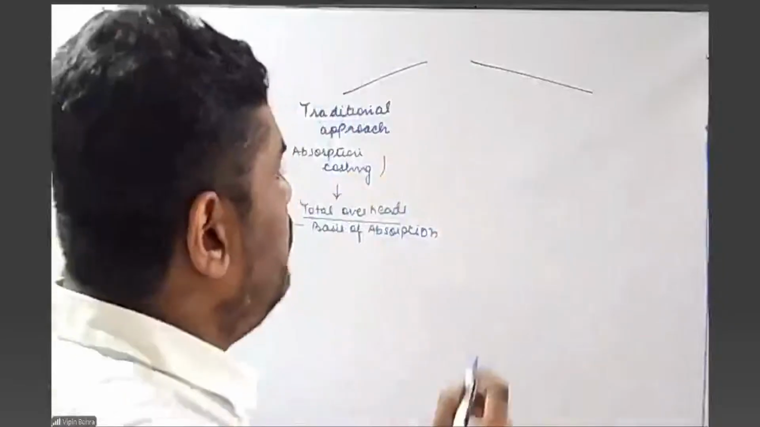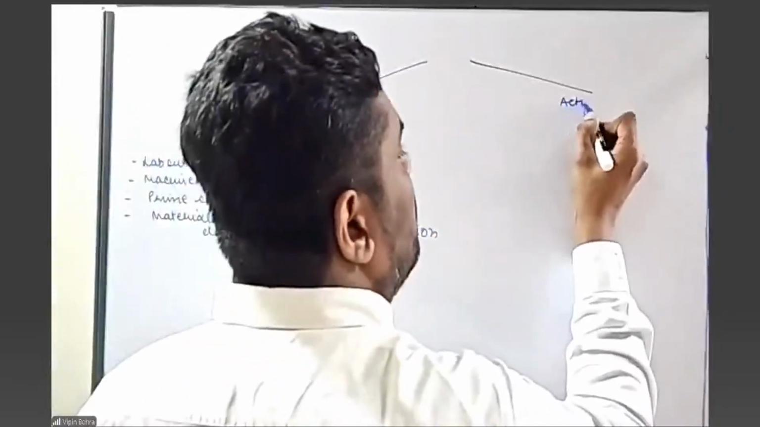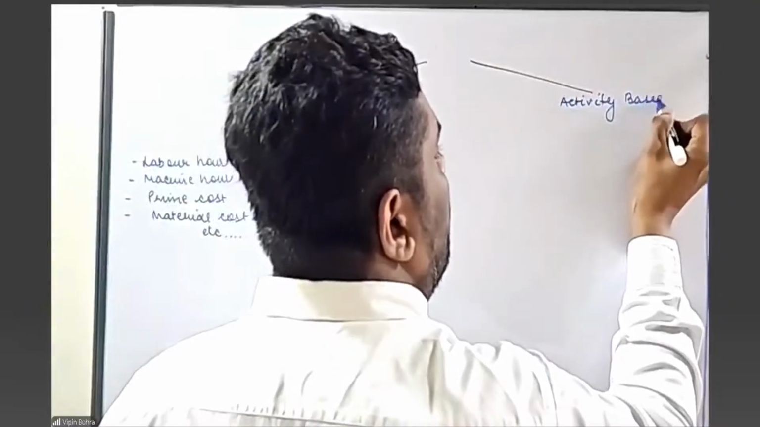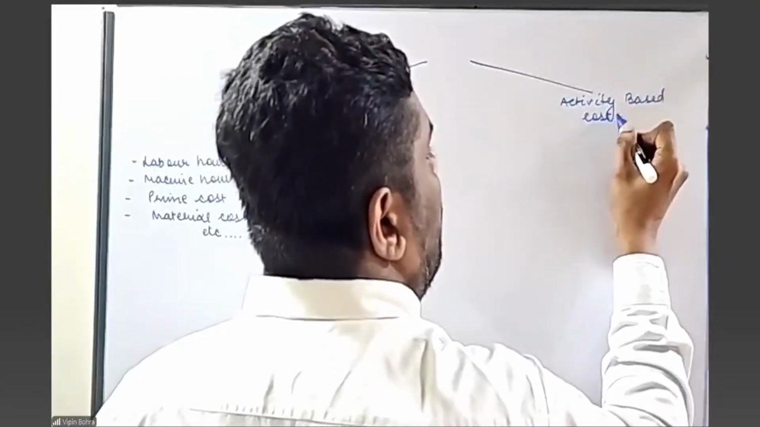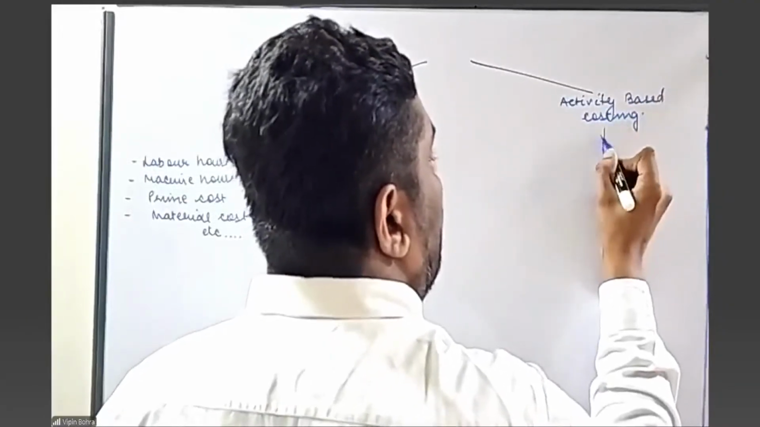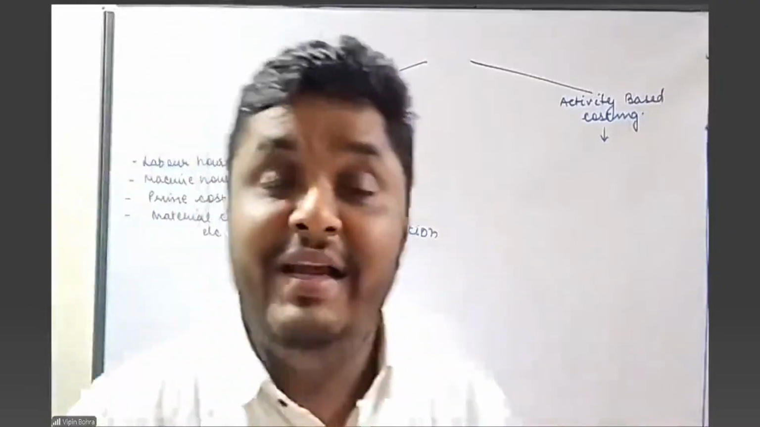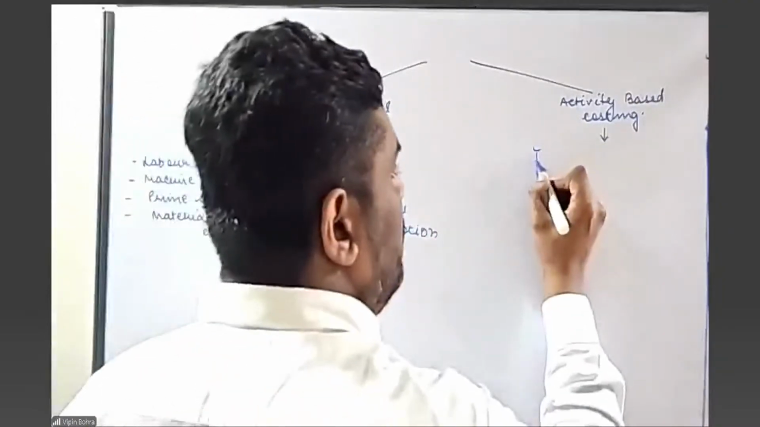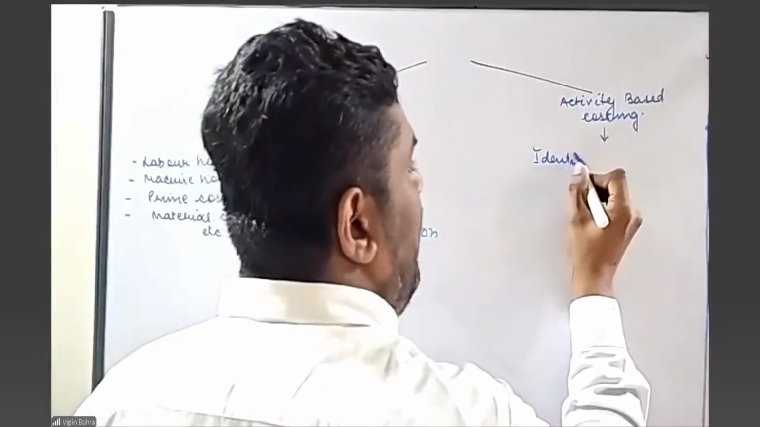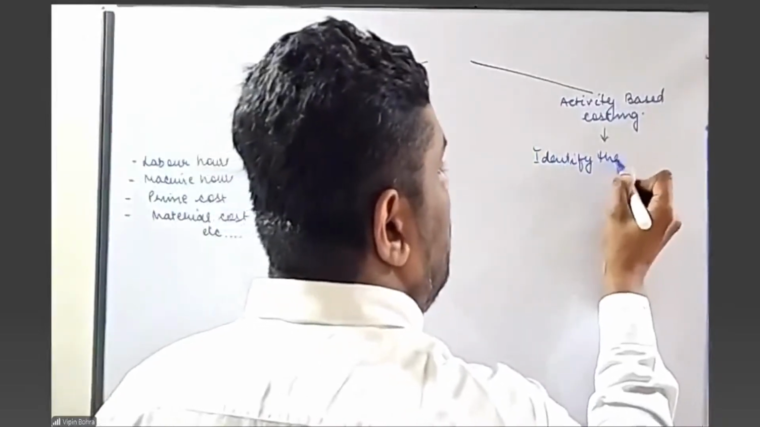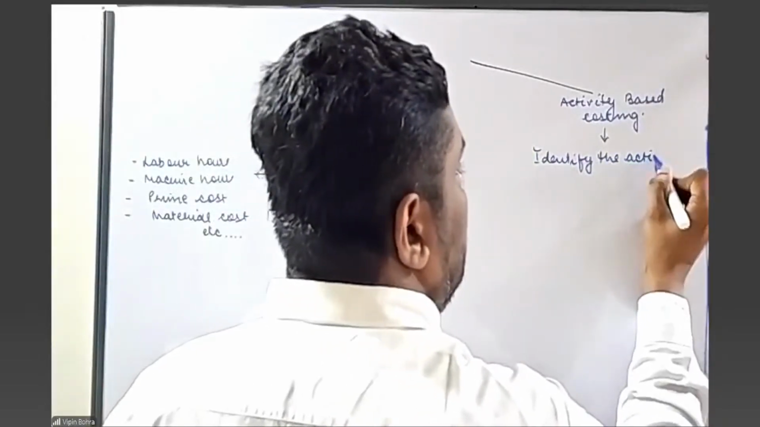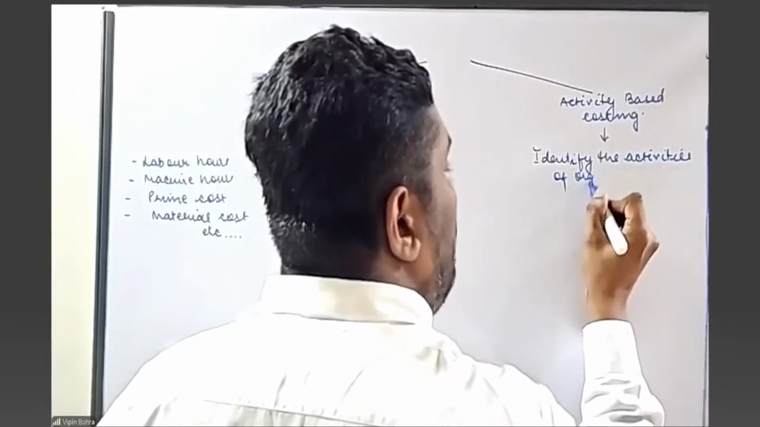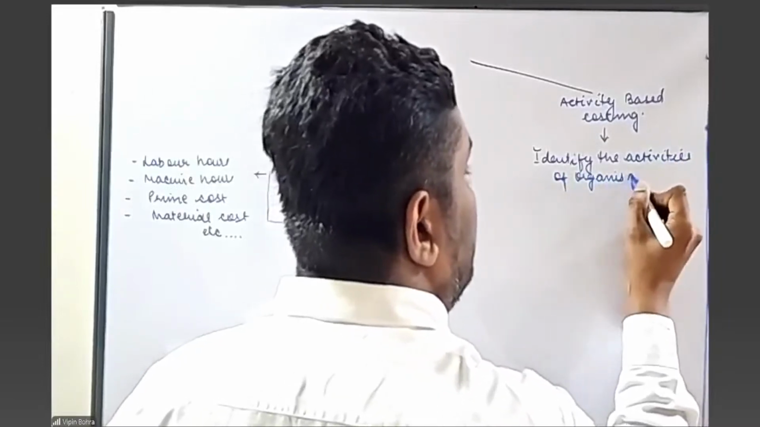Now we're talking about activity-based costing. What it says: identify the activities of the organization.